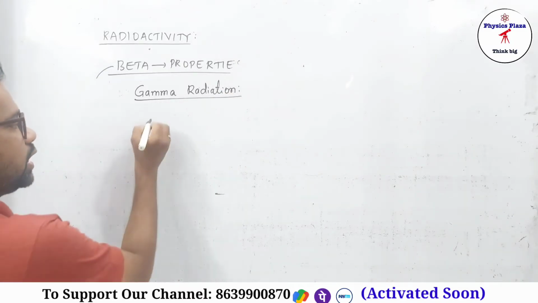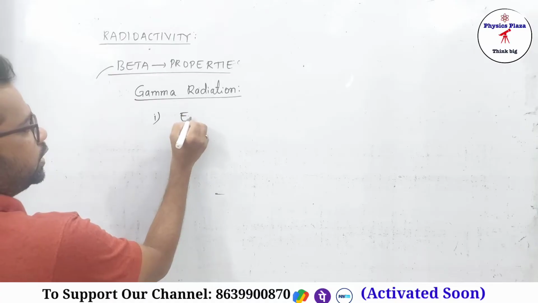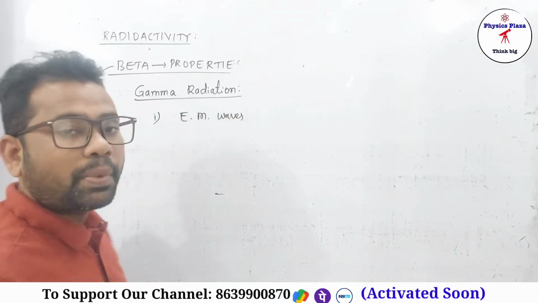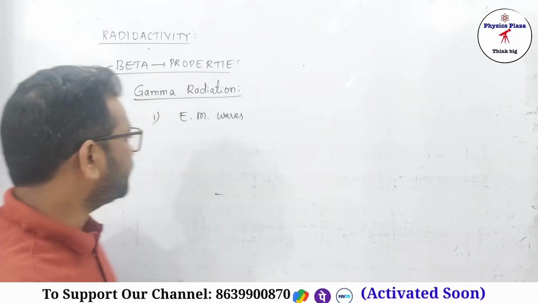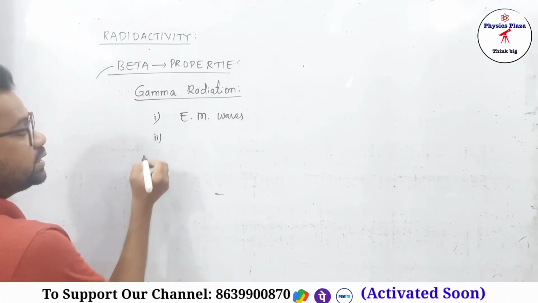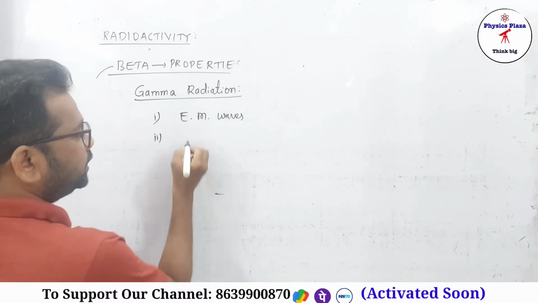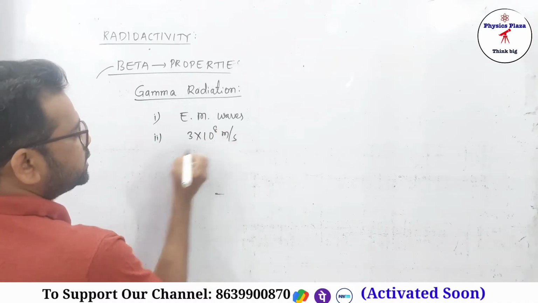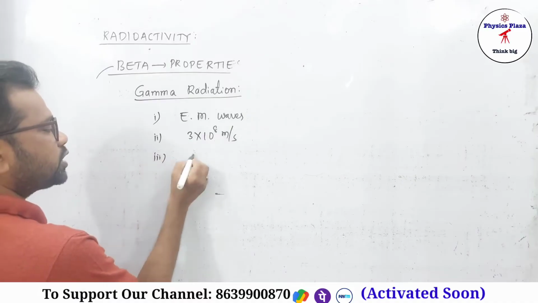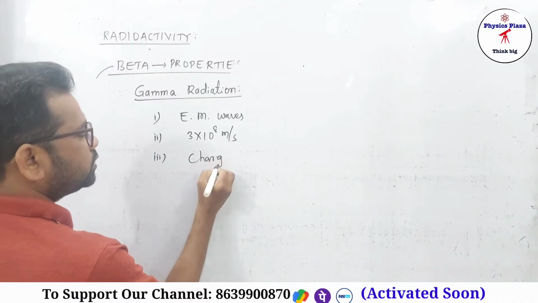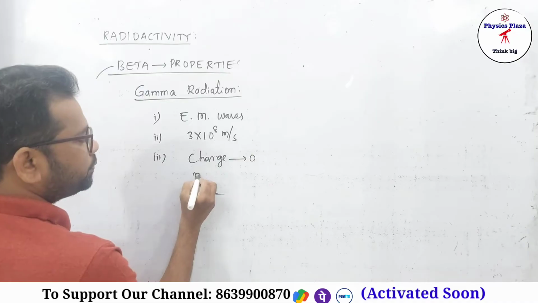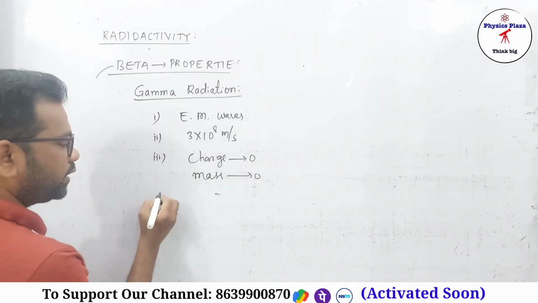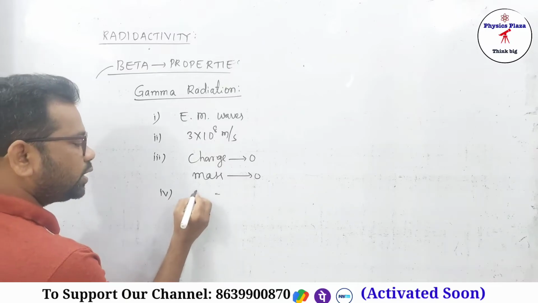Gamma radiations are electromagnetic. They are part of electromagnetic waves. Okay, fine. And the speed of gamma radiation is equal to the speed of light in a vacuum, that is 3 into 10 power 8 meter per second. And what about charge, children? Here there is no charge. Charge is 0. What about the mass? Mass is 0. Okay, fine. Come to the ionizing power.